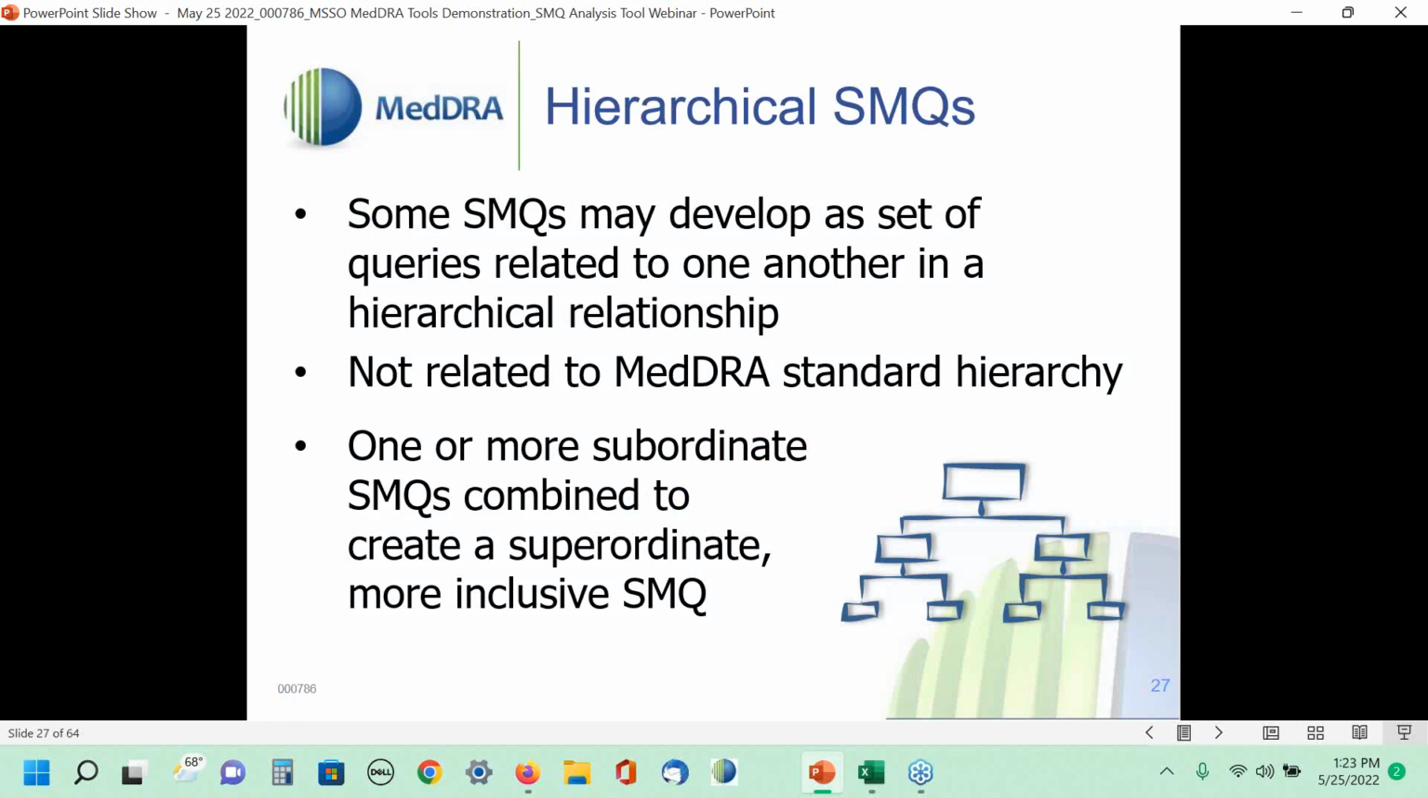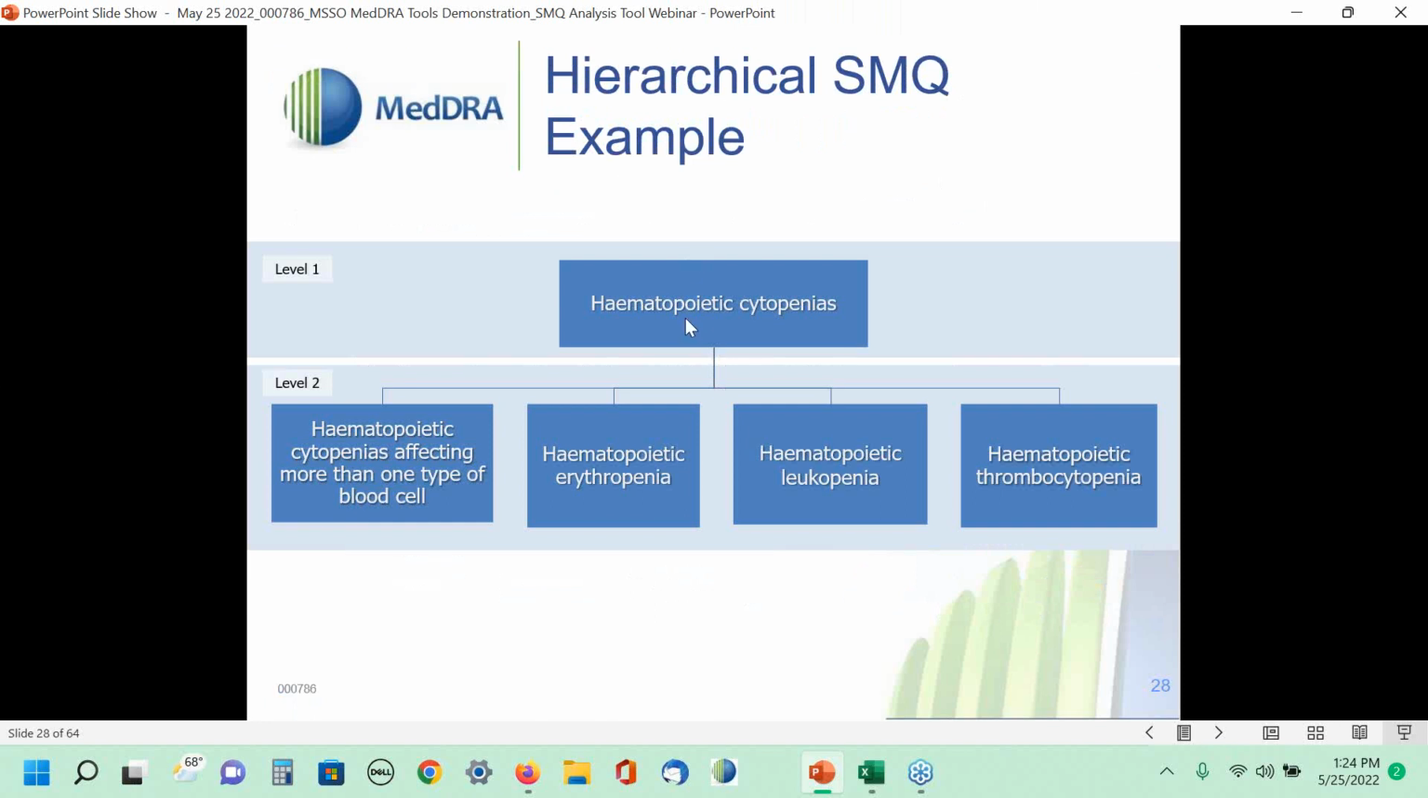Now, there's another subtype of SMQ, which are so-called hierarchical, which are based on a hierarchy. This is not the standard MedDRA hierarchy of 5 levels, but actually the use of SMQs and subordinate sub-SMQs, which can be used in turn to maximize your ability to select a case of interest. So here's an example. We have an SMQ which is hierarchical in nature called hematopoietic cytopenias, meaning a relative deficiency of some line of blood cell in the bone marrow. Now, that's the level 1 SMQ, but at level 2, we see there are 4 sub-SMQs underneath that.